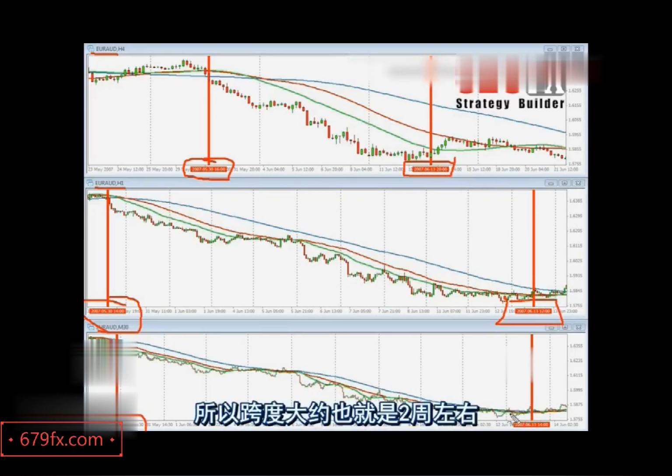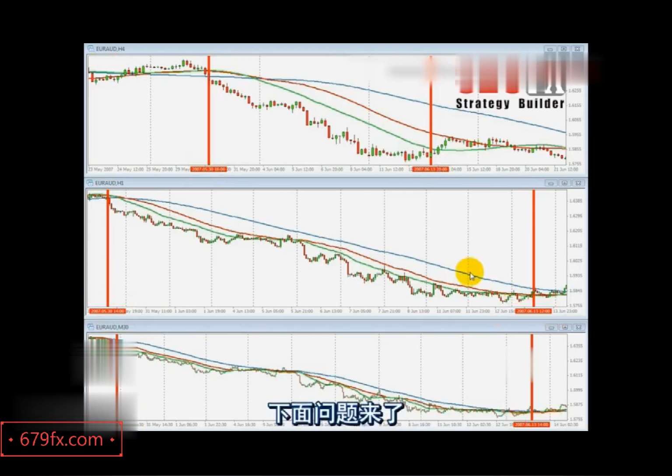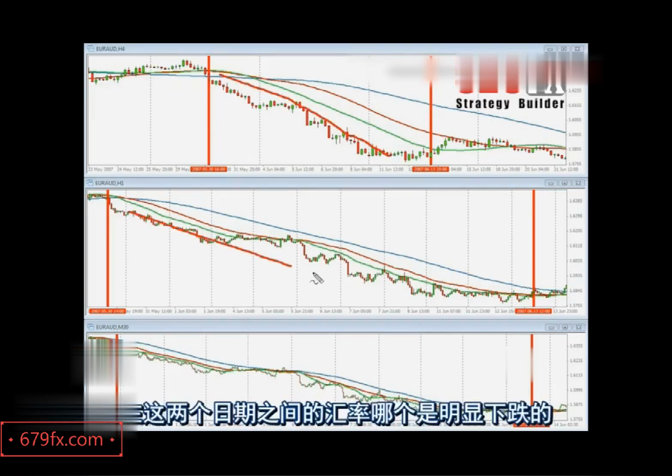So basically, they span about 2 weeks, more or less, from the 30th of May to the 13th of June. Now, the question is, which time frame does this downtrend belong to? It's clear that we are downtrending. The price is clearly downtrending between these 2 dates.